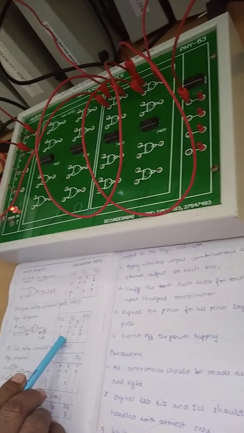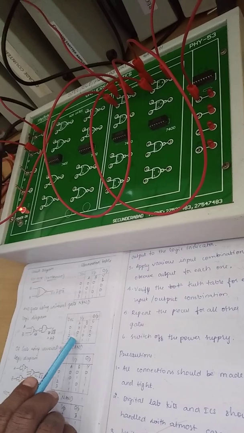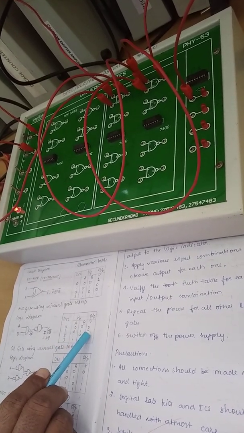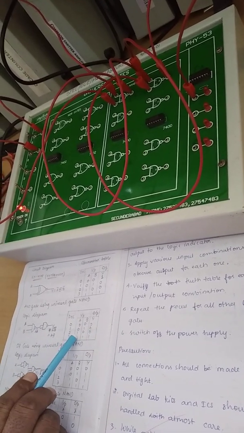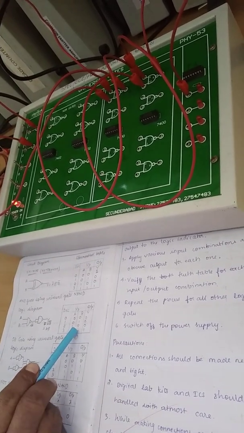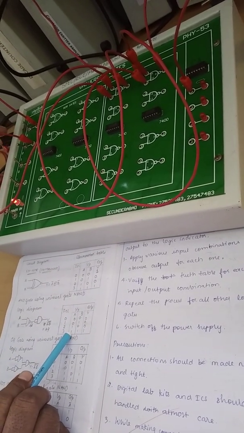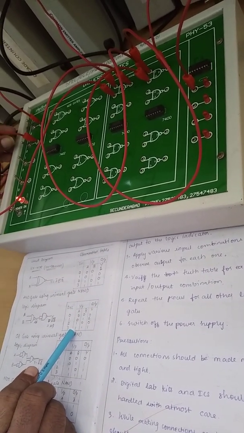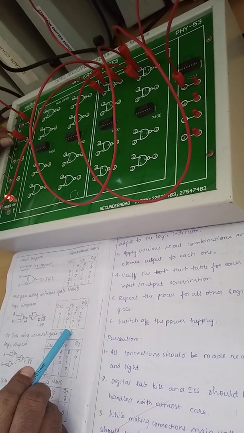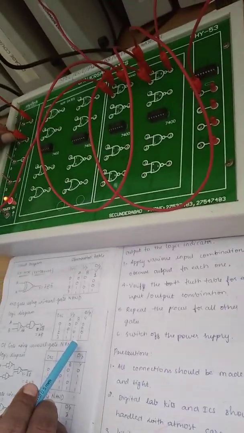Next condition. Input A is 0, input B is 1, output is also 0. Next condition. Input A is 1, input B is 0, output is also 0. Next condition. Input A is 1, input B is also 1. Output is 1. 1 means the LED is glowing. So lightly glowing.